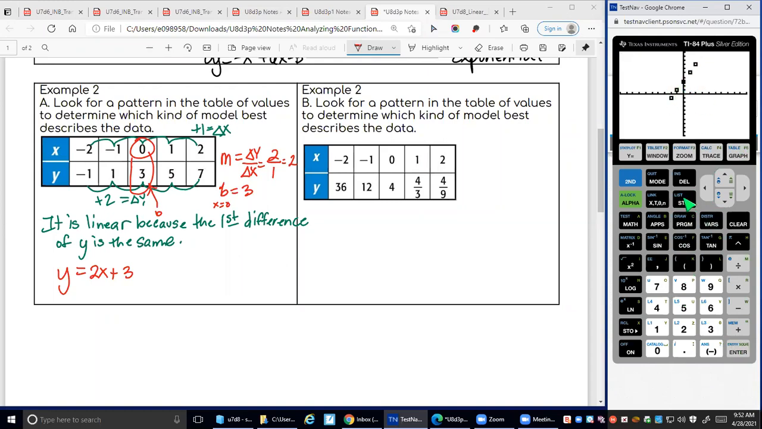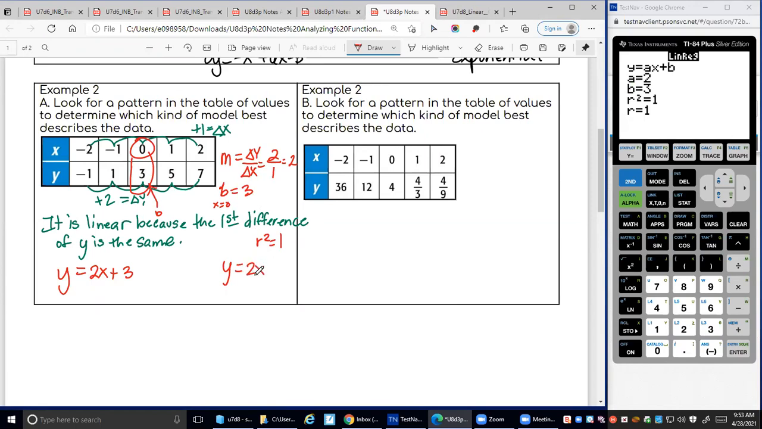It's linear. If I want to get the equation, I hit stat, calc, and which option looks best, 4 or 5 for linear? 4, because it starts with LIN. And then we just calculate. Ladies and gentlemen, so long as R squared is equal to 1, we can move on and say, there it is, y equals 2x plus 3. We checked it. We verified it. It is correct.